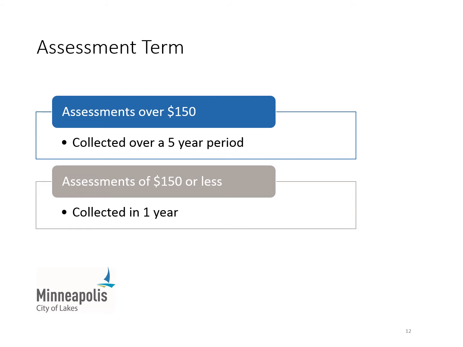Assessments over $150 will be collected in 5 annual installments. Assessments of $150 or less will be collected in 1 installment. To pay the assessment on these terms, you do not need to take any action in advance. They will be collected through Hennepin County property taxes after they are levied, typically beginning the year after construction.